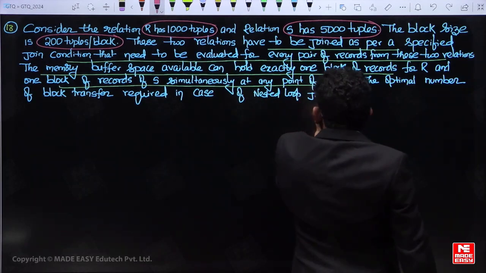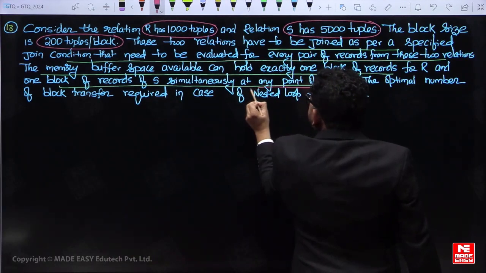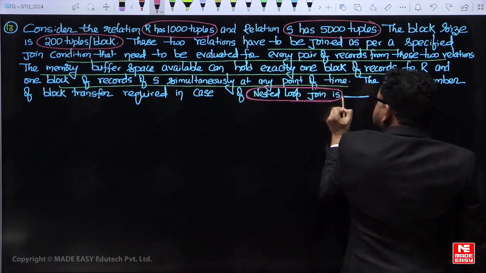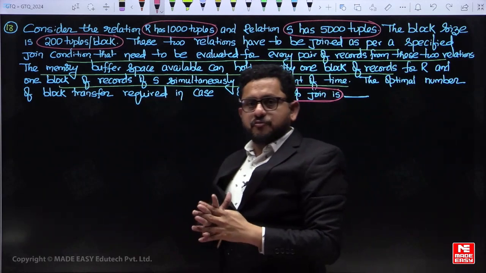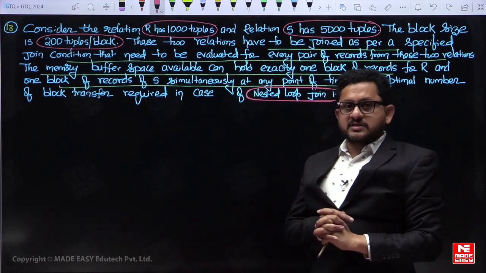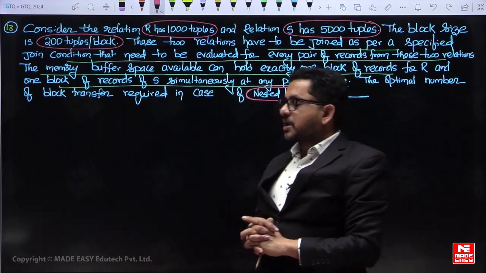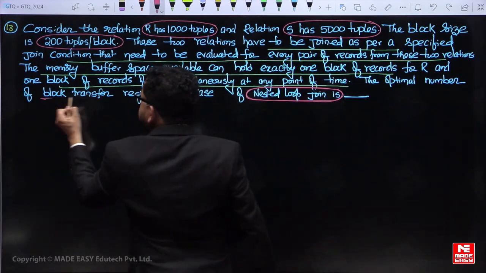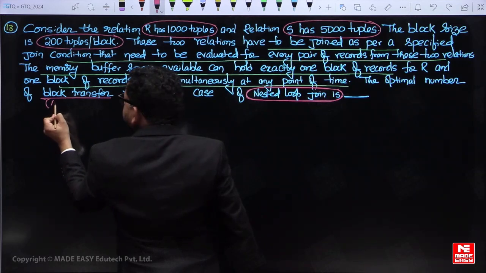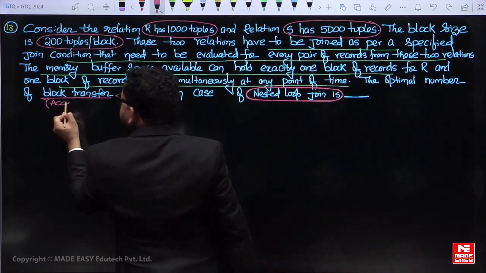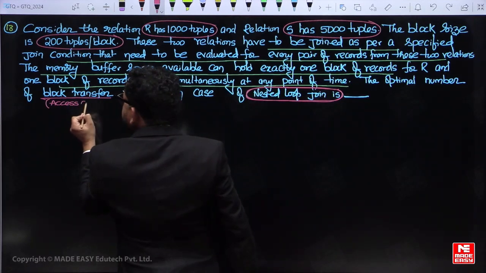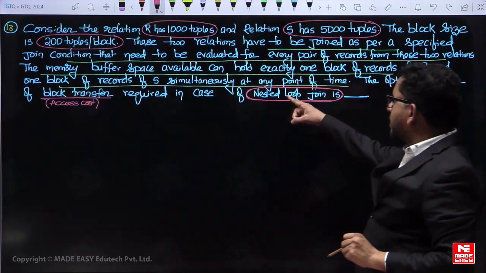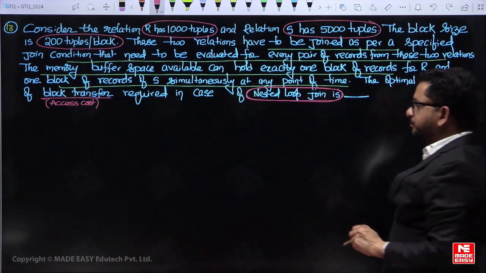The question: if you go for nested loop join with main memory limitation of 2 blocks to store R and S records to perform the join, what is the number of block transfers required? Block transfer means access cost. It is the number of blocks we need to retrieve from disk to main memory, the access cost, or we can say the IO cost, to perform the join by using the nested loop join algorithm.